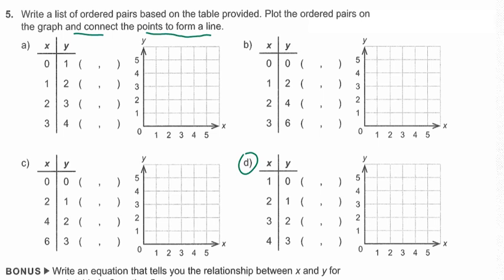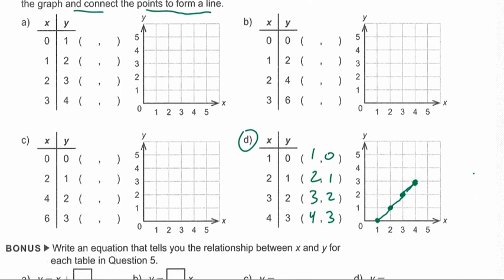So what is 1, 0? 2 comma 1 is going to look like that. 3 comma 2 and 4 comma 3. So 1, 0 is right here. 2, 1 is here. 3, 2 is here. And 4, 3 is here. And then they want you to connect that with a line. Okay? So again, use a ruler for that connection. And let's take a look.